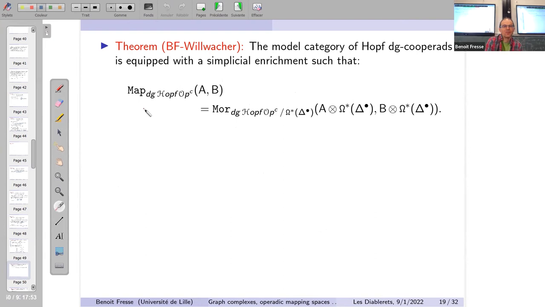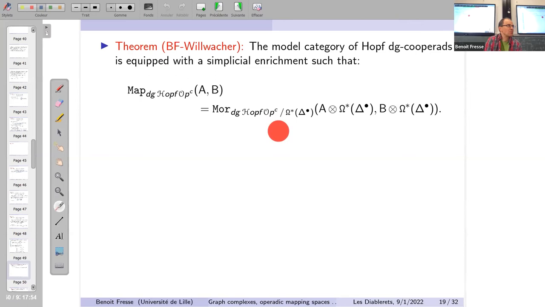But anyway, I have to say that on this category of operads, we also have a simplicial enrichment, which means that we can define mapping spaces in this category. So for operads A and B over Q, the simplicial set of maps from A towards B is the set of morphisms of operads over the commutative algebras omega upper star delta dot. So you take this change of scalar operations to get a simplicial set from the morphism sets of operads.